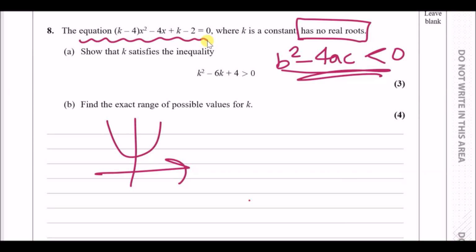If it did touch the x-axis, then you would have a real root. If it goes through at 2 points, then you have 2 real roots. Okay, so let's keep going. A, show that k satisfies this inequality.